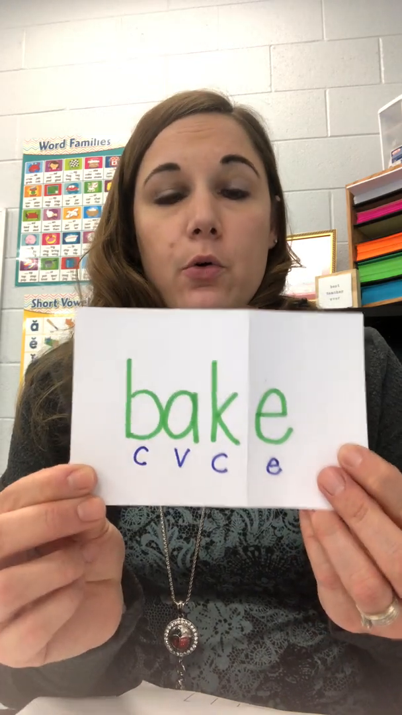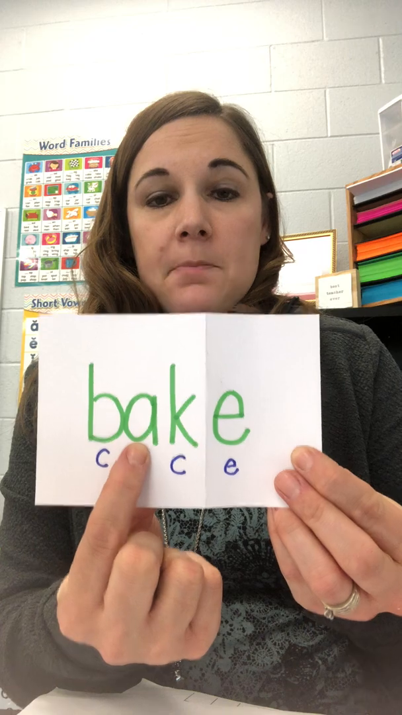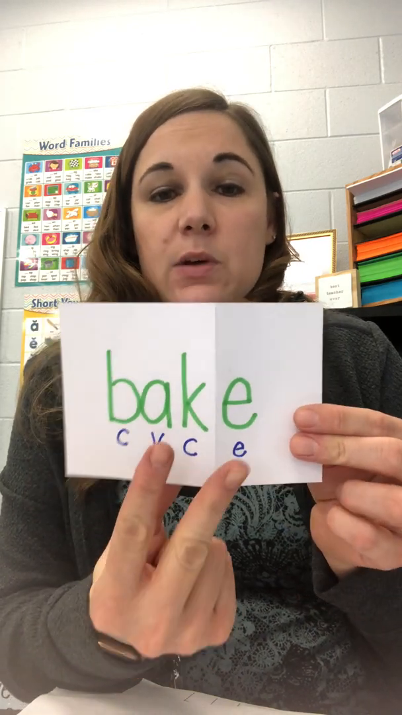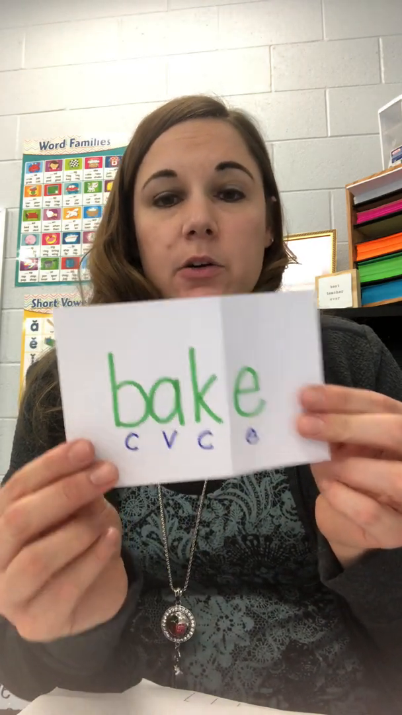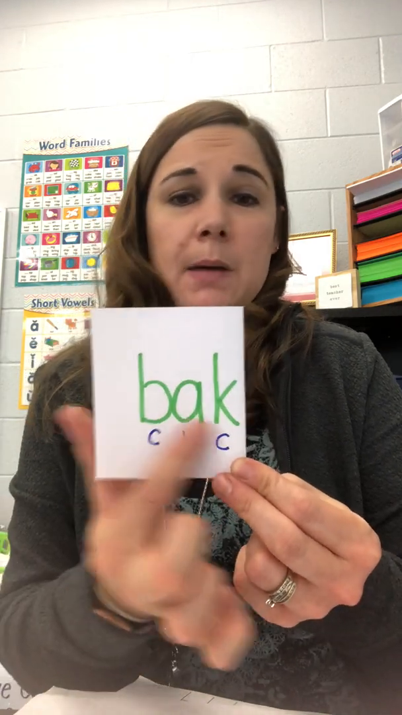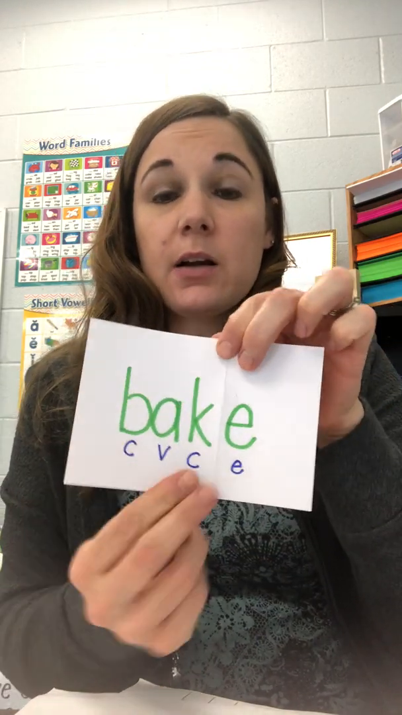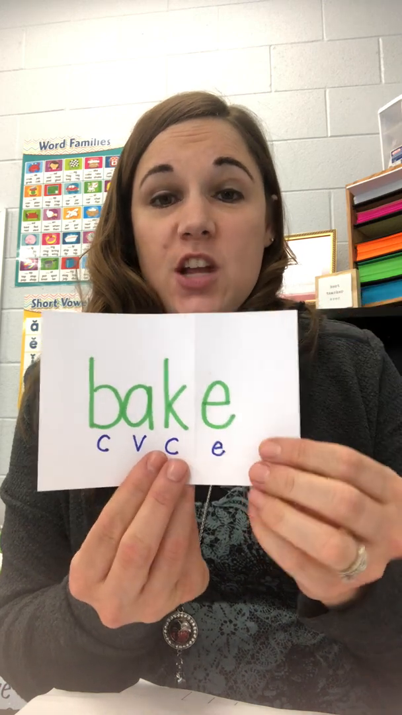Okay, so the letters here, we're going to talk about the vowel for A. A is going to say its name in this word, boys and girls. So if I were to show you this word without the E, it would say back. Well, back's the word, but we don't spell it like this. Okay, so once we add that magic E, boys and girls, our sound for that A changes.